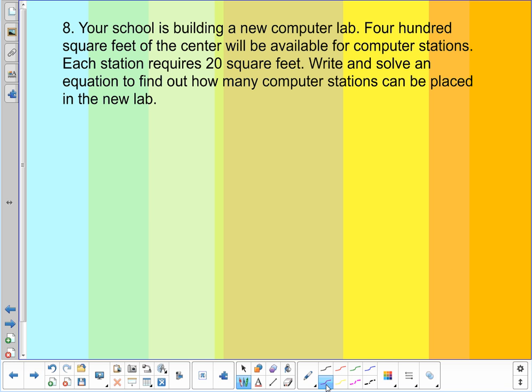Okay, so the first thing we have to do whenever we have a word problem like this, we have to figure out what we're finding. What is the question? Write and solve an equation to find out how many computer stations can be placed in the new lab. So that's what's going to get our variable, because that's our unknown. That's the thing we're trying to find. So the x is going to be the number of stations, computer stations. Okay, then we got to ask ourselves, what's happening to that variable? Well, that variable, the number of computer stations, each station requires 20 square feet.